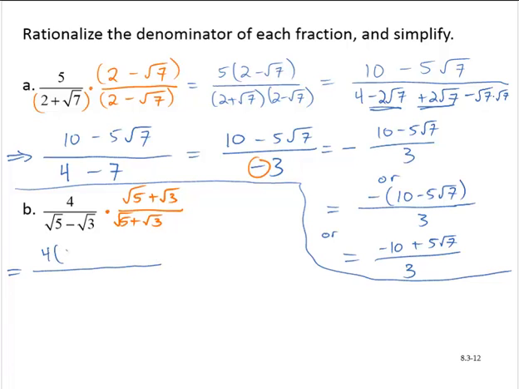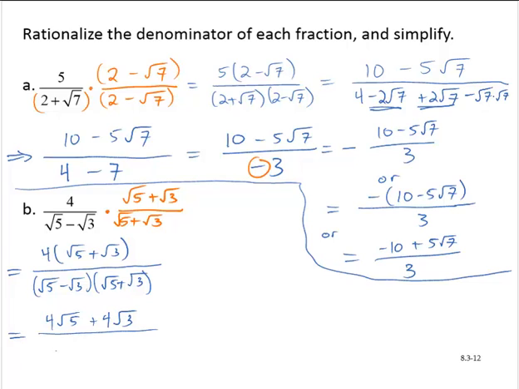So then this would give me 4 times the square root of 5 plus the square root of 3 in the numerator, and the denominator is the square root of 5 minus the square root of 3 times the square root of 5 plus the square root of 3. Applying the distributive property in the numerator gives me 4 times the square root of 5 plus 4 times the square root of 3.